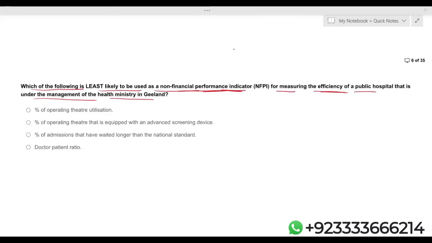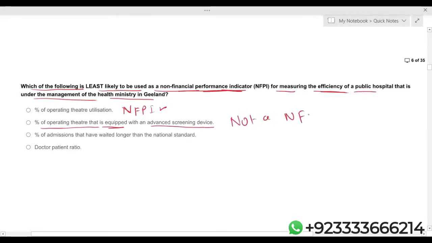Which of the following is least likely to be used as a non-financial performance indicator for measuring the efficiency of a public hospital? Percentage of operating theater utility. So this is the non-financial performance indicator. We need to find out least likely to be used as a non-financial performance indicator. Percentage of operating theater that is equipped with an advanced screening device. This is not a non-financial performance indicator.